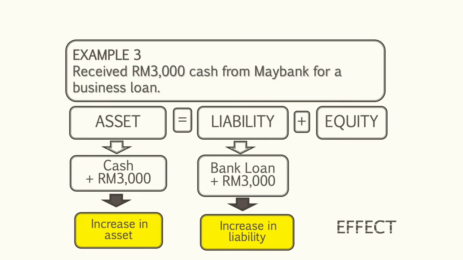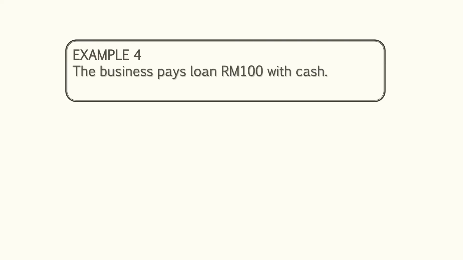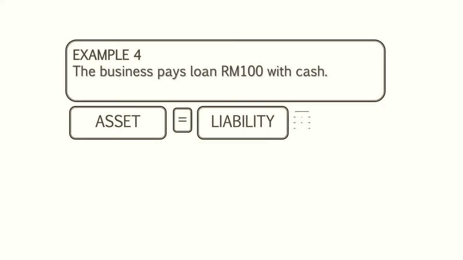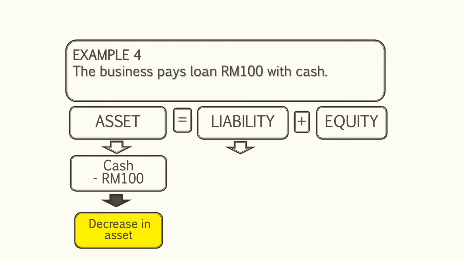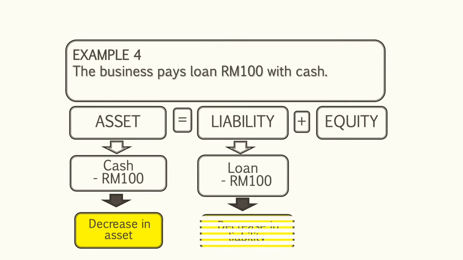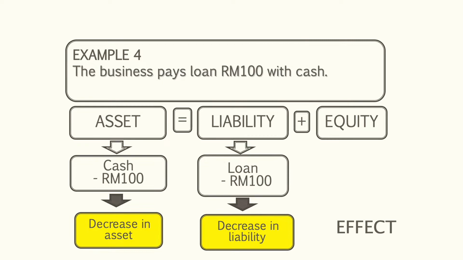So we look at example number 4 now. The business pays loan RM 100 with cash. So what happened when we pay the loan with cash? The money will go out, right? So under the asset, under the item cash, we have to minus RM 100, and in the liability part we have to minus RM 100 under the item of loan. From this transaction, we can see that a decrease in asset will result in a decrease in liability.